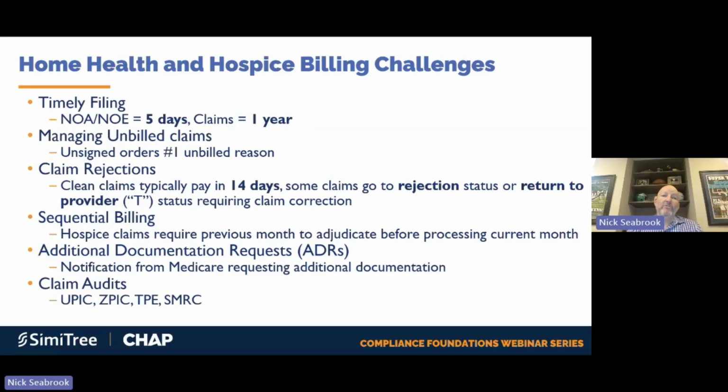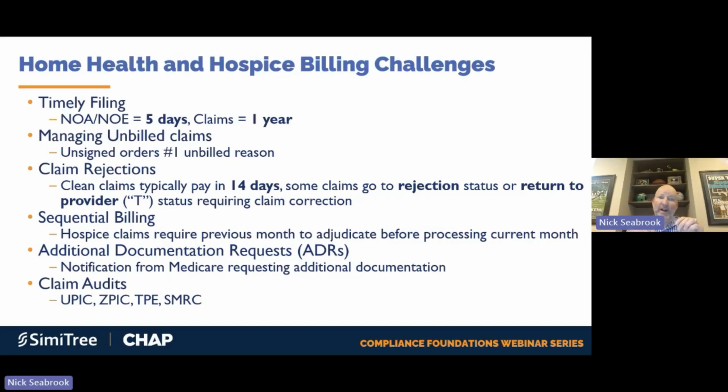So making sure that you have a process in place, not just for that initial plan of care, but also for the supplemental orders. Claim rejections is another challenge, right? We have mentioned before, clean claims, as long as everything's in place, chances are that claim is going to pay in 14 days. However, some claims may go into a rejection status or in a return to provider status, which require additional action from the agency.